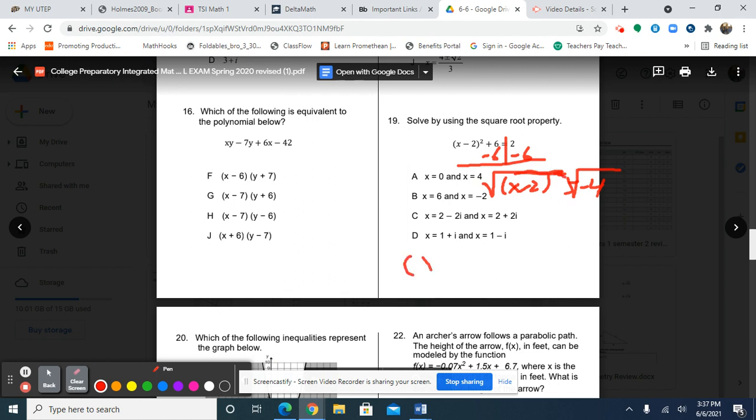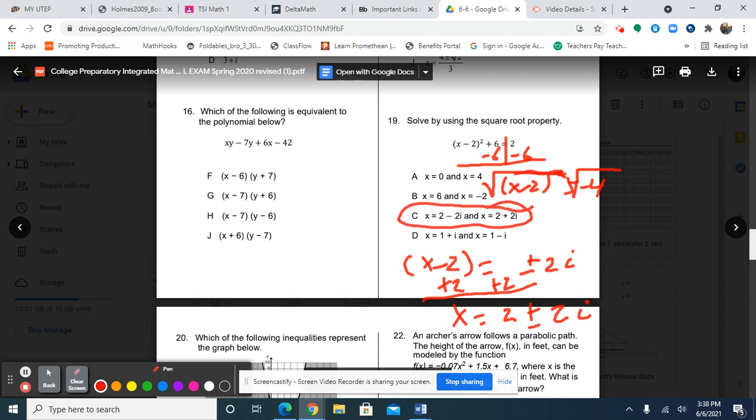So we have x minus 2 on this side, that cancels out. But on the other side, we have a square root of negative 4. Now, negative 4 is not a perfect square, but the square root of negative 4 becomes 2 imaginary. Now we're going to move 2 to both sides. That's x is equal to 2 plus or minus 2i, which would be C. That's 2 minus 2i, 2 plus 2i.